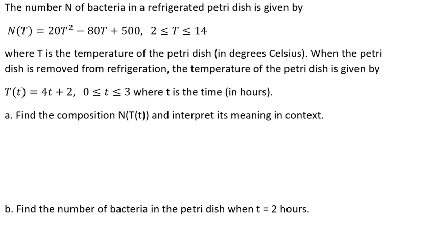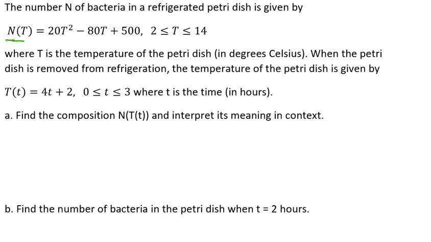Now, when the petri dish is removed from the refrigerator, the temperature of the petri dish is given by the equation T(t) = 4t + 2, where little t has to be greater than or equal to 0 but less than or equal to 3, and where little t is the time in hours. So capital T is for temperature, and little t is for time in hours. We're going to start off by finding the composition of N composed with T, and we're going to interpret its meaning in context.